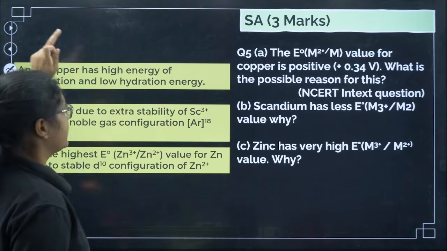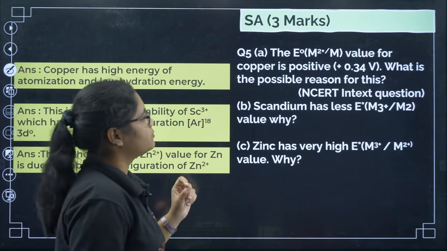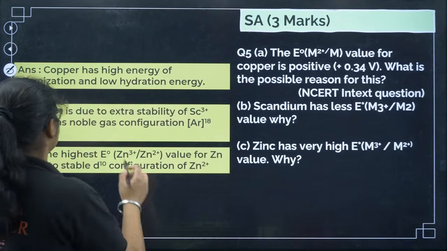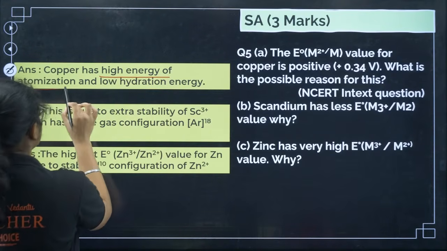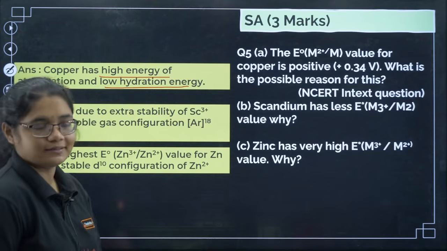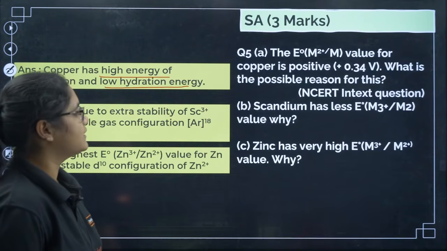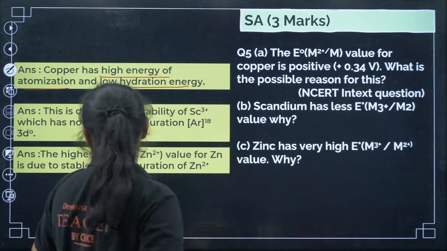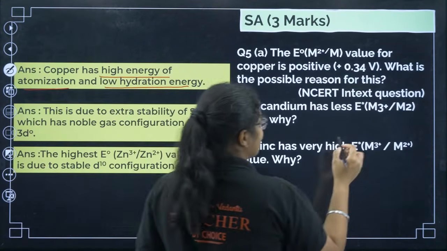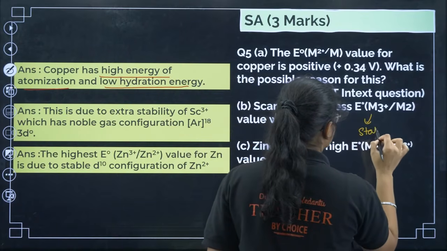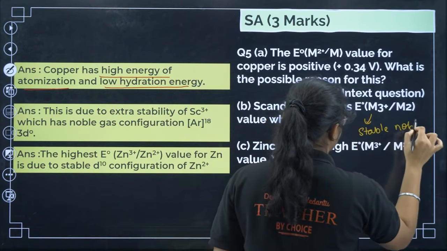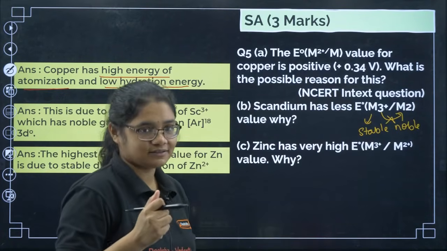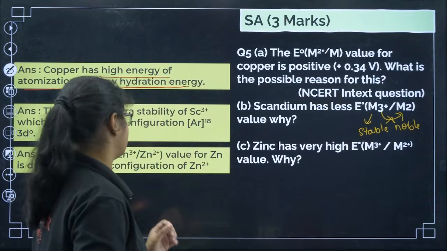Next question, E naught of M2 plus to M value for copper is positive. What is the reason for that? The reason is they have a very high atomization enthalpy and very low hydration enthalpy. Next, scandium has a less value for E naught of +3 to +2, because, as I have explained in one short video, Sc3+ has a stable noble gas configuration, so it doesn't want to go to the M2 plus state. It is happy in the +3 state, so that is why it has a low value.